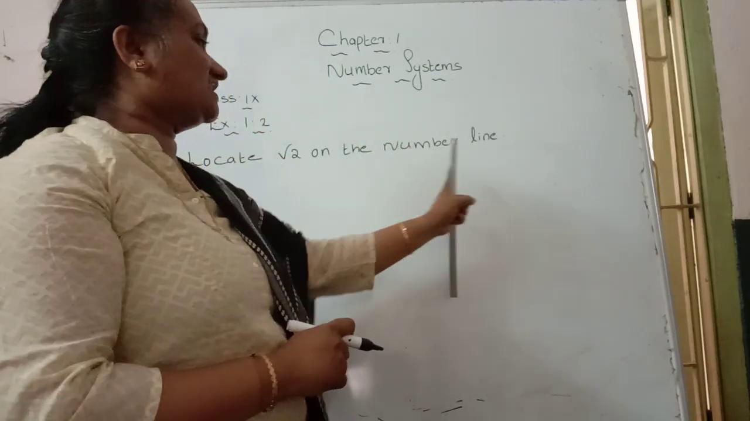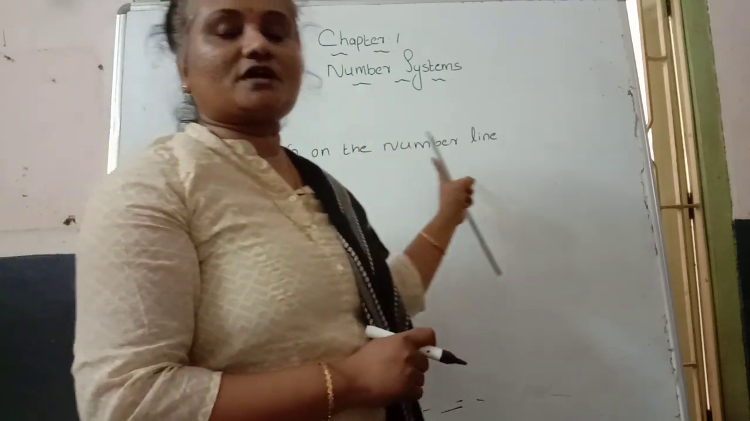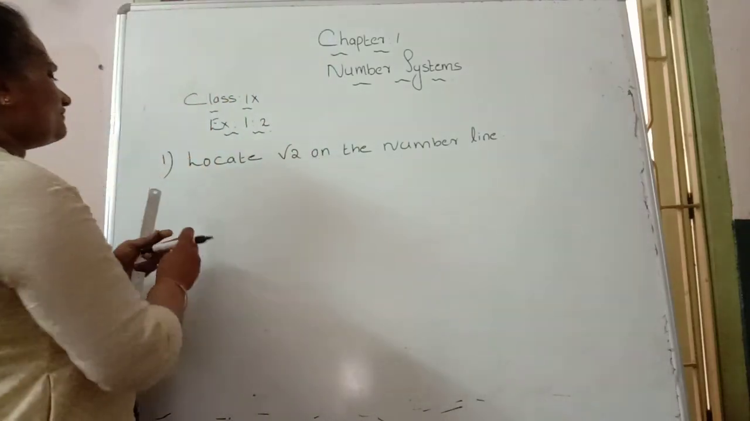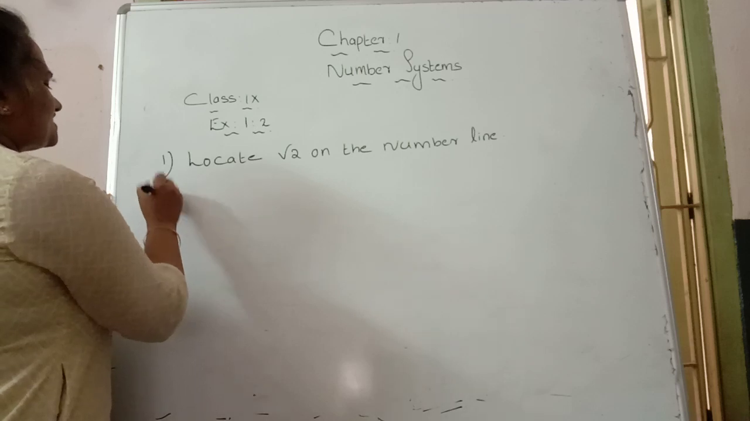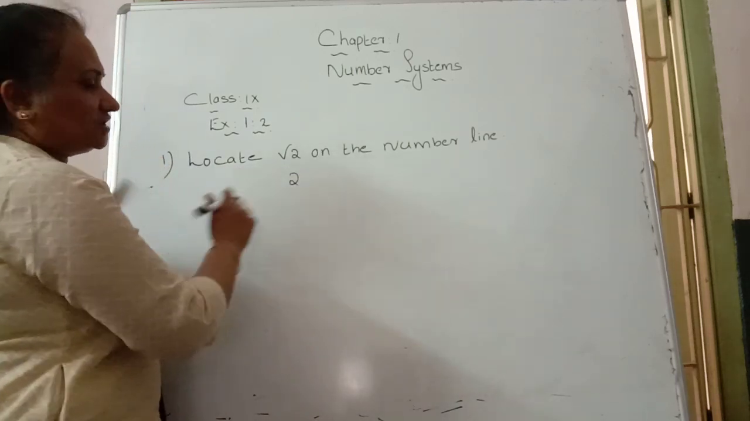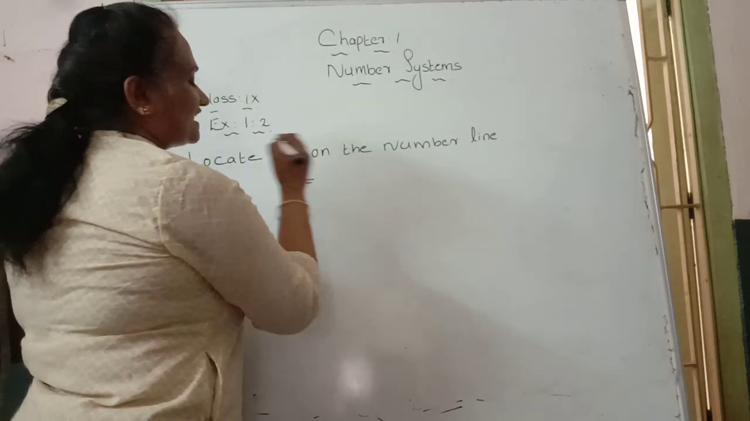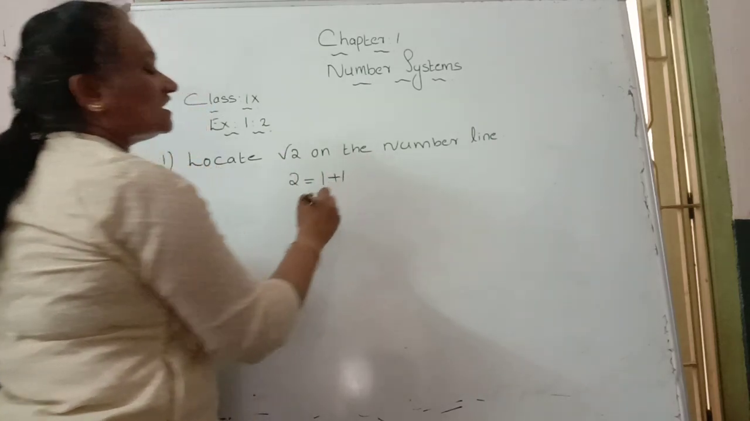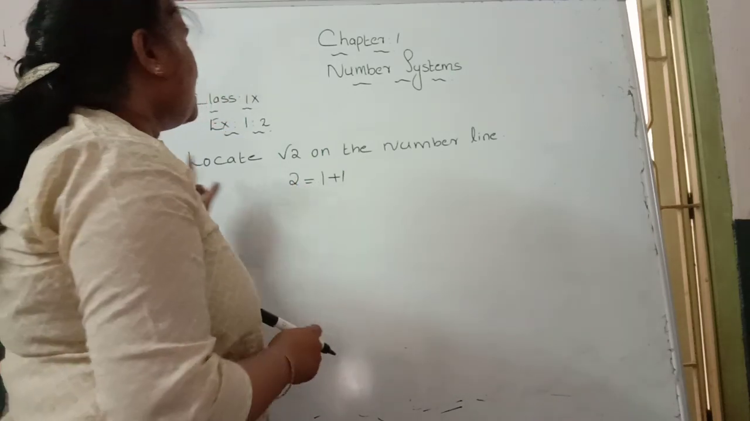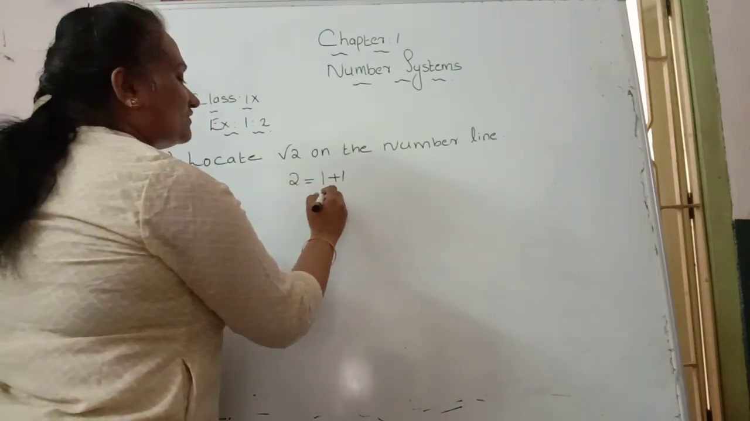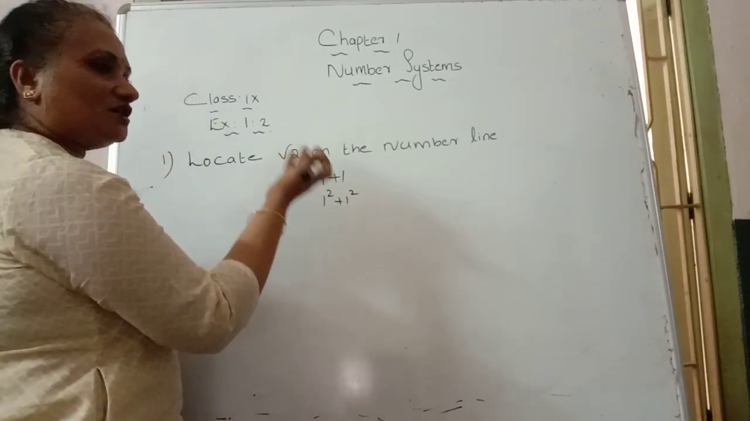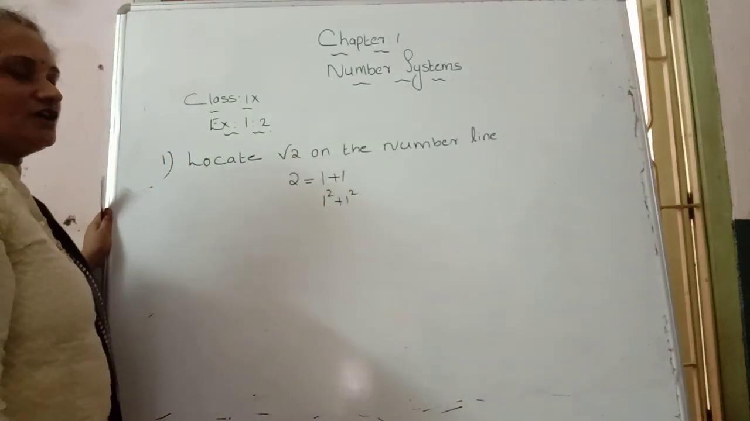Now first I discuss root 2, how to represent root 2 on the number line. First step: how can we express 2? We can split it and write 2 as 1 plus 1, that is, 1 square plus 1 square. Any change? No change. 1 square means 1 only.